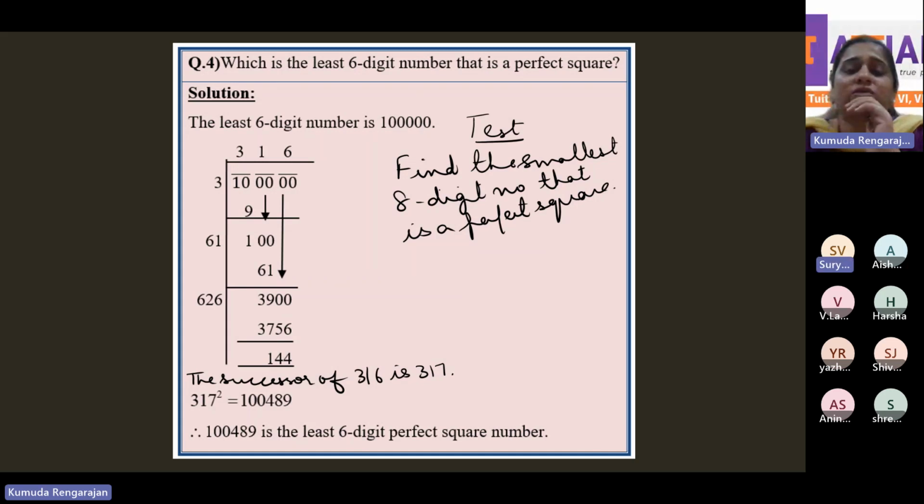Now, if you have to find the greatest number, then whatever is the remainder should be subtracted. If you have to find the smallest number, then you'll have to take the successor of the quotient, square that, and that is the required smallest number. So remember the procedure. That's why I told you you must remember every procedure like a question and answer. You must ask the question and answer it. That's how you remember these procedures.